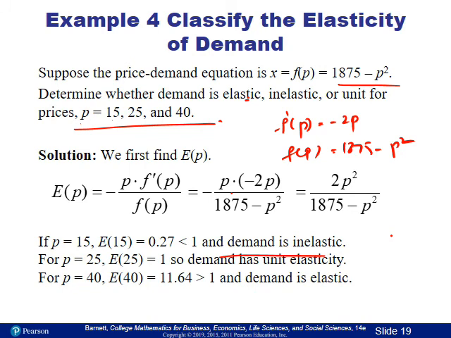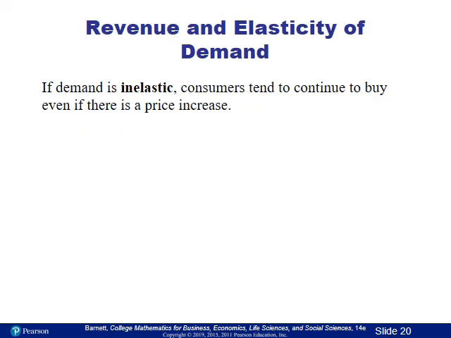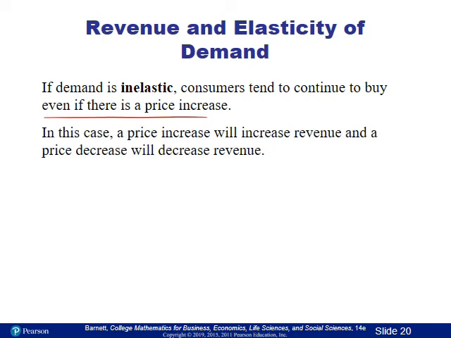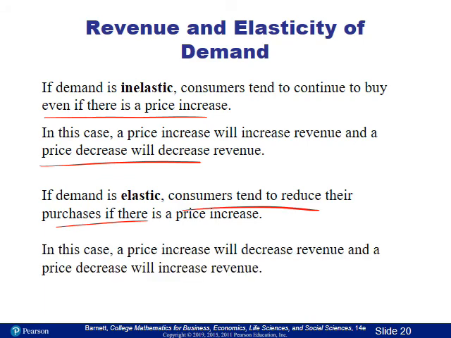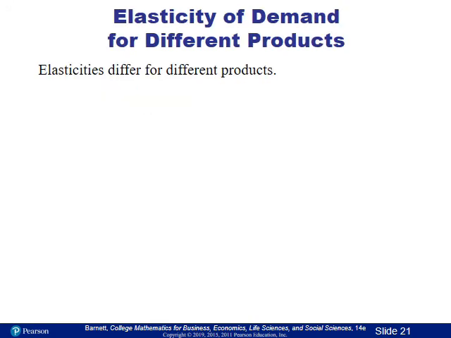If P is 40, it is greater than 1, so in that case demand is elastic. If demand is inelastic, consumers tend to continue to buy even if there is a price increase, and in this case a price increase will increase revenue and a price decrease will decrease revenue. And if demand is elastic, consumers tend to reduce their purchases if there is a price increase. In this case, a price increase will decrease revenue and a price decrease will increase revenue.